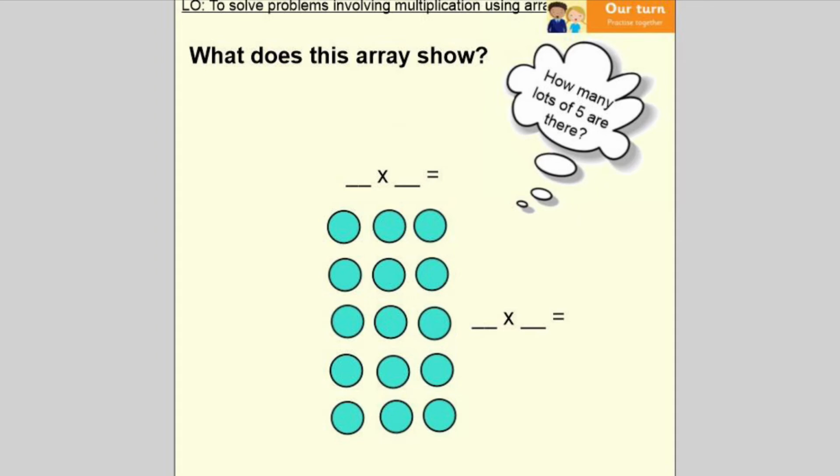So our number sentence is going to be 3 times 5 equals, and then we need to count how many we've got altogether. So counting on our 5s, 5, 10, 15. 3 times 5 equals 15.